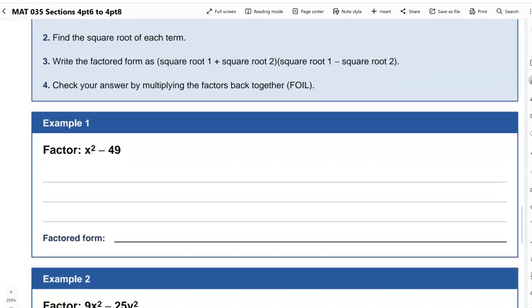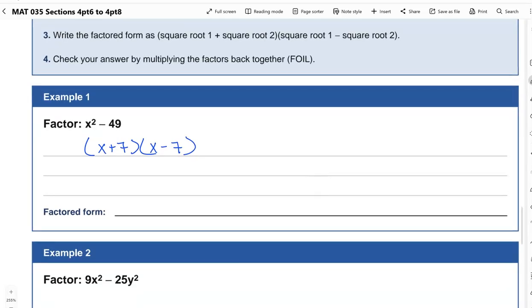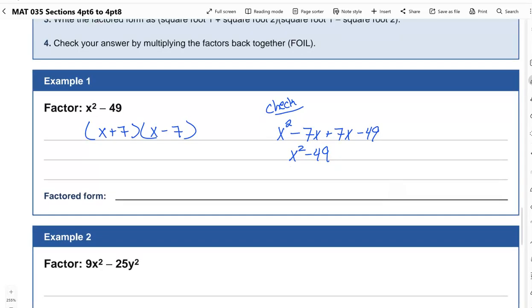So if we look at this one, we have x squared minus 49. So this is a perfect square, this is a perfect square. So it's going to factor into x plus 7 times x minus 7. The reason that works, if we were to multiply this out, I would get x squared. Outside is minus 7x, inside is plus 7x, and then minus 49. So you can see how those middle terms are going to cancel out. That's always going to happen with a difference of squares.